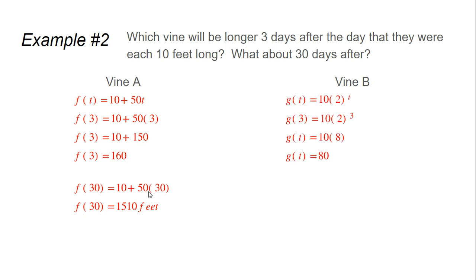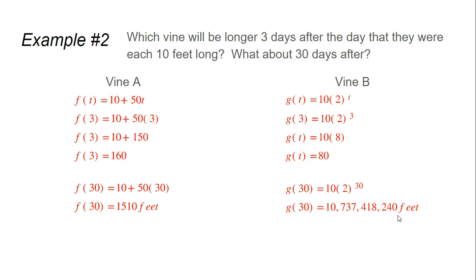Vine A, that is. We have vine B. We have an equation to represent that. If I plug in a 3, we can see that it's going to be 80 feet long on the third day. This is supposed to be a 3 and a 3. I apologize. 30 days later, we're going to take 10 and multiply 2 30 times.